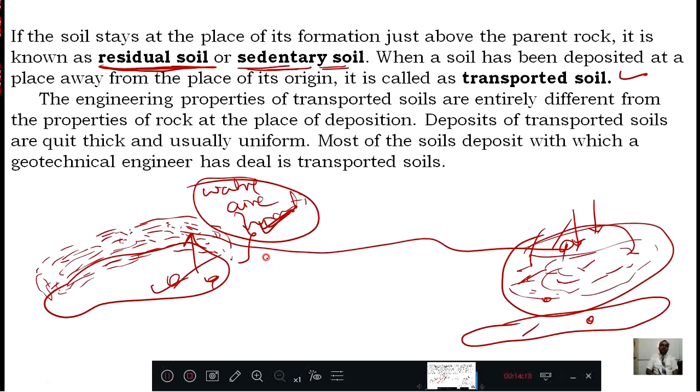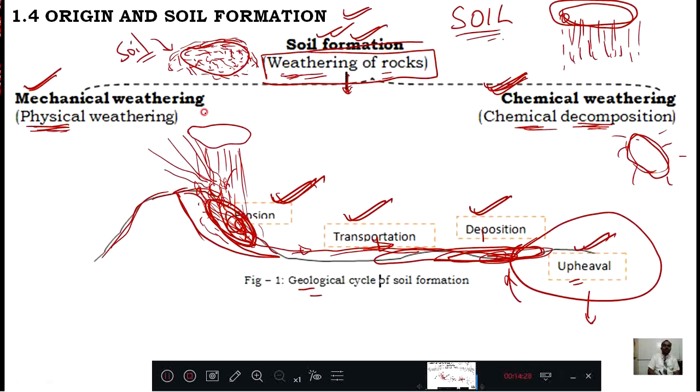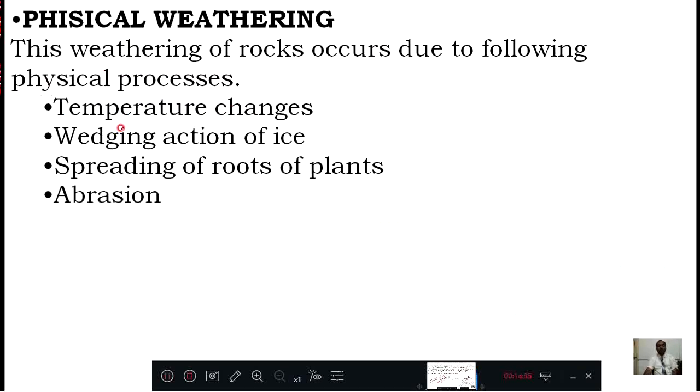Okay, this is the type of soil, that is a residual soil or sedentary soil, and the second one is a transported soil. In the weathering process you see here, mechanical weathering is there and chemical weathering is there. Mechanical weathering means physical weathering. What all processes will come in physical weathering? Weathering of rocks occurs due to the following physical properties. What are those? Temperature changes.